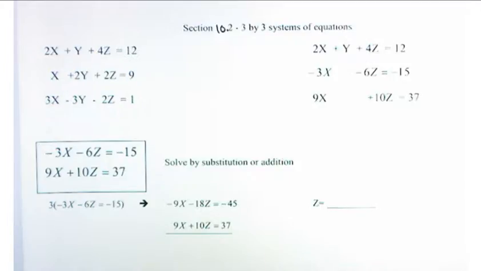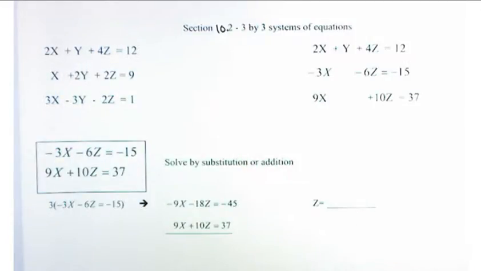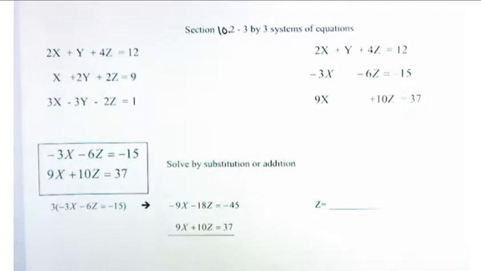Let's move into section 10.2. We're going to work on 3 by 3 systems of equations. So the geometry is kind of stepped up a little bit. Instead of having just a line, an equation like this, 2x plus y plus 4z equals 12, is no longer a line, it's a plane.